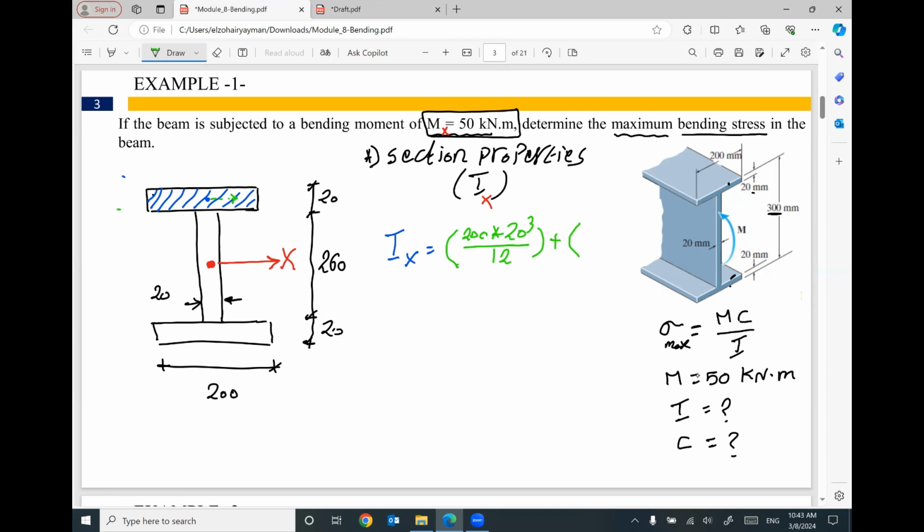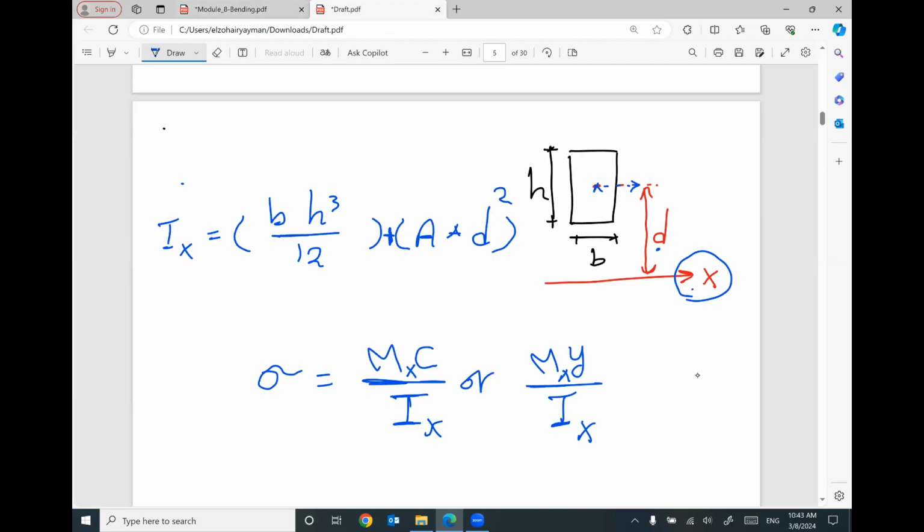Let me grab my calculator one second. The area of this rectangle is 200 times 20, it will be 4,000. This one moved from this position to this position. How much? It moved 130 plus 10, equal 140, squared. This is the moment of inertia for this little rectangle. This is the point I covered here.